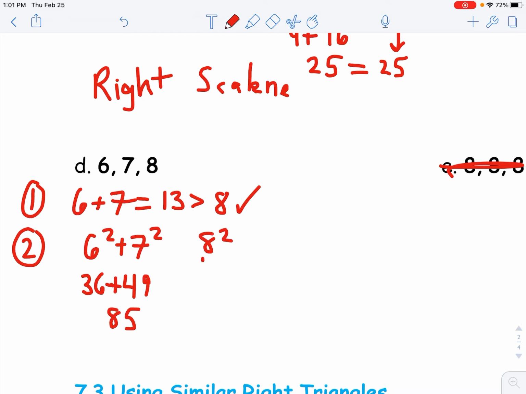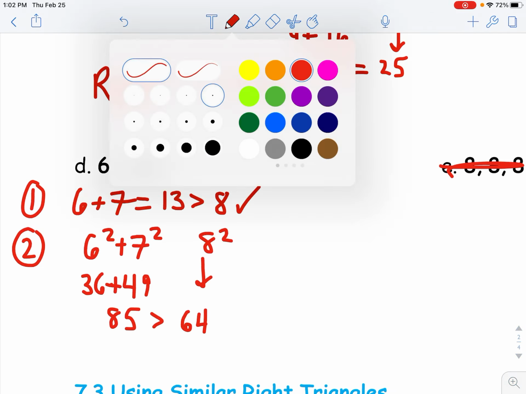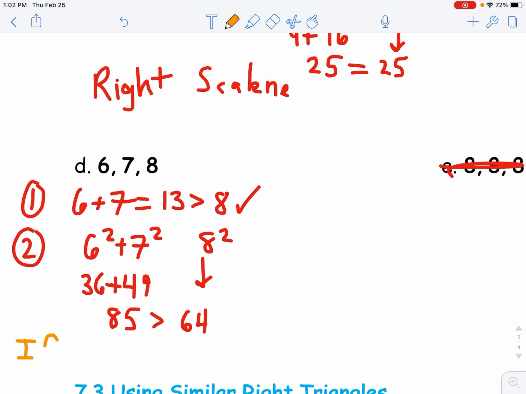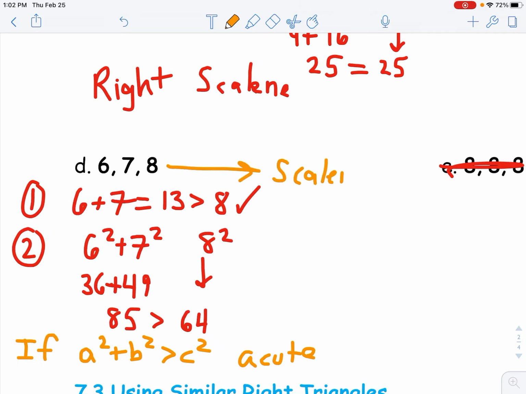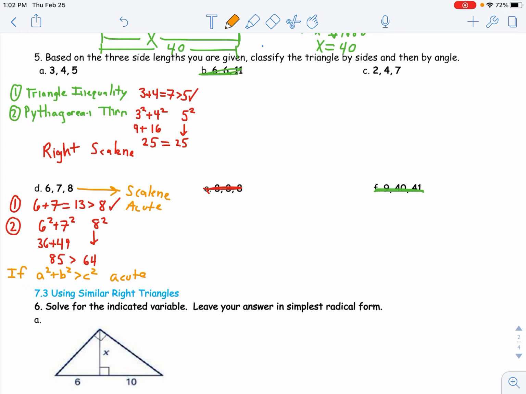You're going to compare that to 8 squared, which is just a measly 64. So since it's bigger, recall if a squared plus b squared is greater than c squared, it's acute. All right. So based off this fact, none of the side lengths are the same. So again, scalene, and then acute, or an acute scalene, whatever you want to call it.